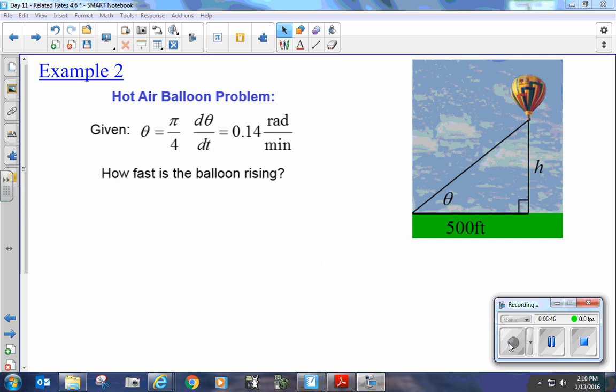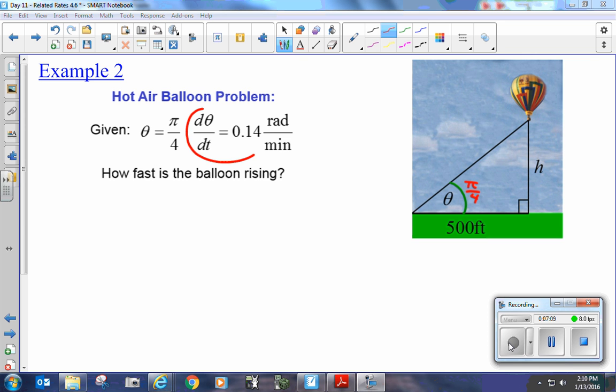It's a hot air balloon. So, example 2, the hot air balloon problem. Given that pi over 4 is what theta is, right here, and the change in theta is 0.14 radians per minute. How fast is the balloon rising?